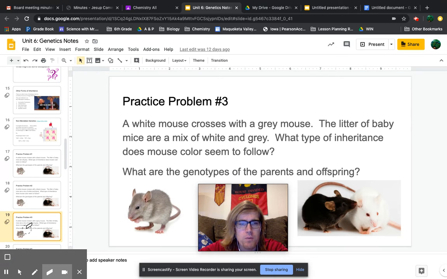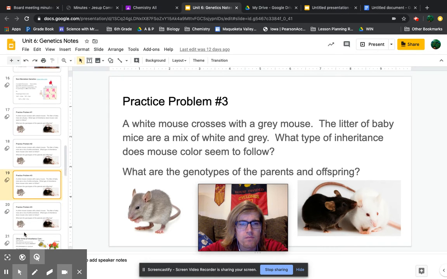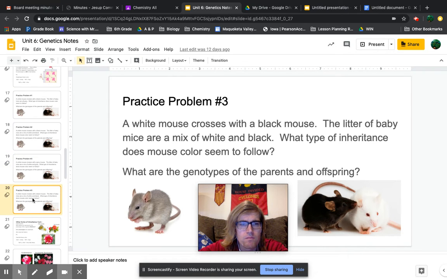All right, one more practice problem. A white mouse crosses with a black mouse. The litter of baby mice are a mix of black and white. What type of inheritance does the mouse color seem to follow? White mouse crosses with the black mouse. They're a mix of black and white.